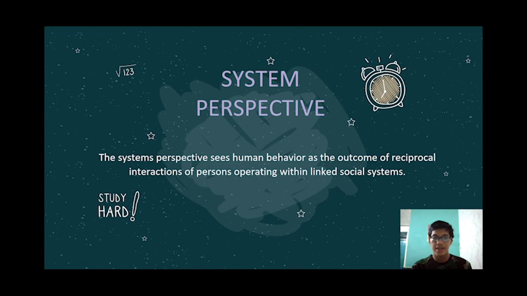The first one is the system perspective. This perspective sees human behavior as the outcome of reciprocal interaction of persons operating within linked social systems. It is very interdisciplinary in its roots. The structure of roles has been an important mechanism for maintaining system balance. Role refers to the usual behavior of a person occupying a particular social position.